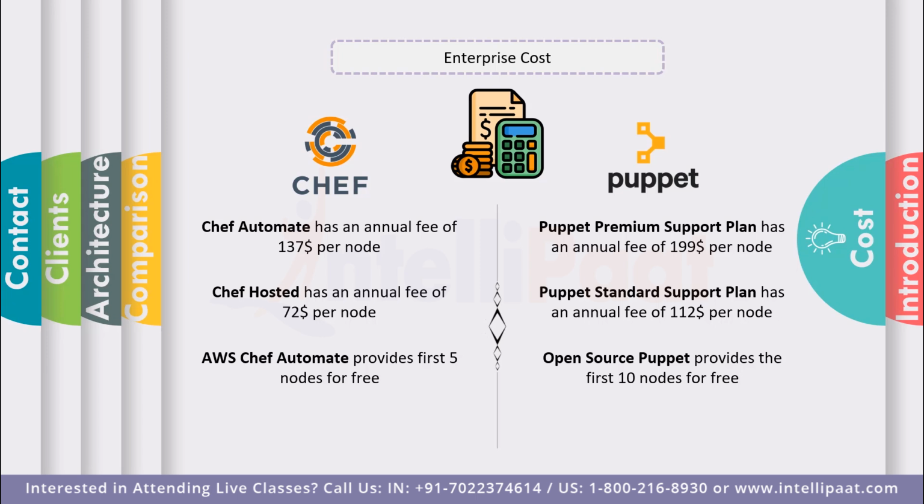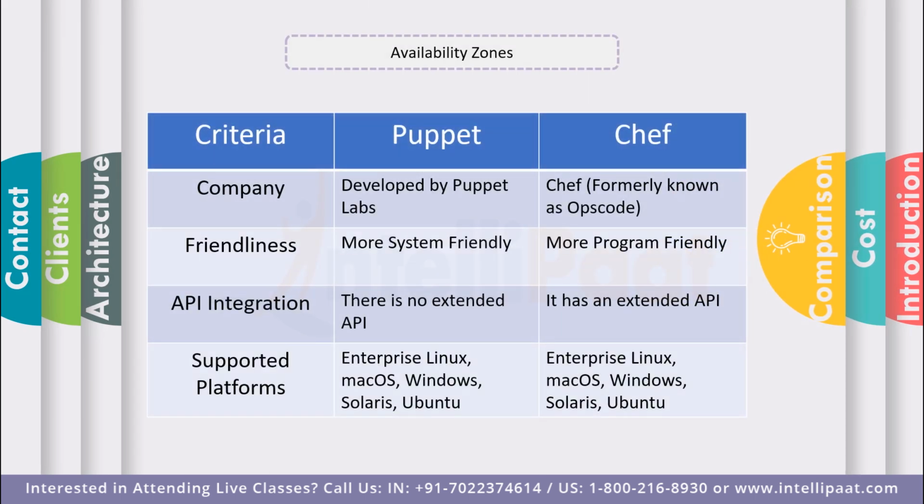So AWS Chef Automate provides the first 5 nodes for free. Again, in Puppet, open source Puppet provides 10 nodes for free, and after 10 nodes, it will cost you. If you're choosing a standard support or a premium support plan, it will cost you that much. If not, it will cost you $99 per node. So these are the enterprise costs. Now let's move on to the comparison.